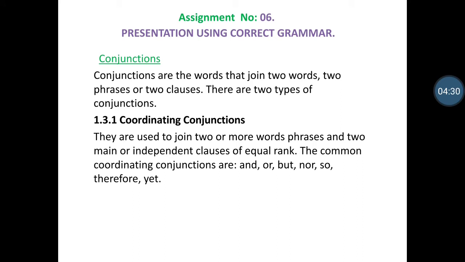Conjunctions are words that join two words, two phrases, two clauses, either subordinate or main clause, or two main clauses. There are two types of conjunctions, coordinating conjunctions and subordinating conjunctions. Coordinating conjunctions are used to join two or more words, phrases and two or more main independent clauses of equal rank, means same level or equal rank sentences they join. Common coordinating conjunctions are and, but, nor, so, therefore, etc.